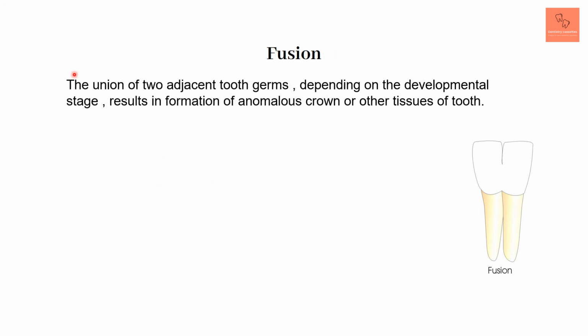Now, fusion is when adjacent tooth germs fuse together. The result will be anomalous tissues of the tooth. Its extent depends on the stage of development that a tooth has reached at the time of fusion. If fusion occurs before calcification, then the union will involve all the components of tooth, that is, enamel, dentine, cementum, and the pulp. In case of fusion, there will be one less tooth present in the arch.